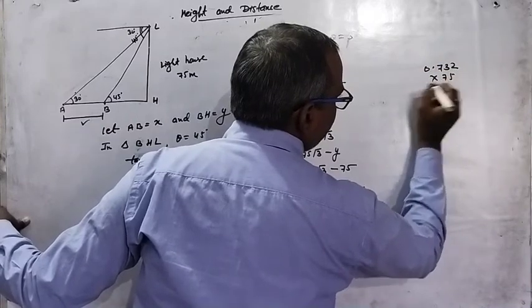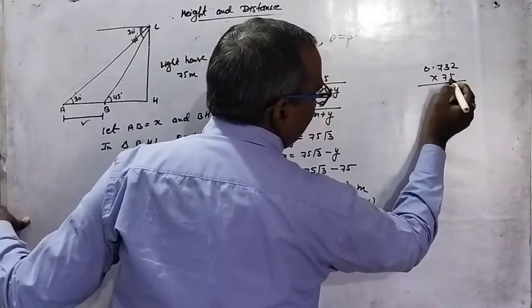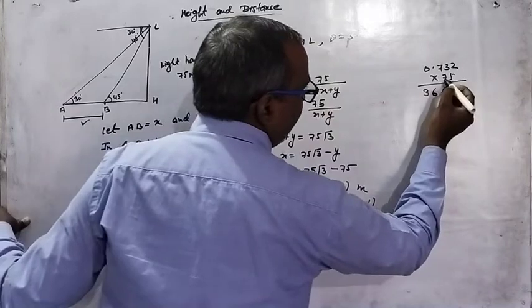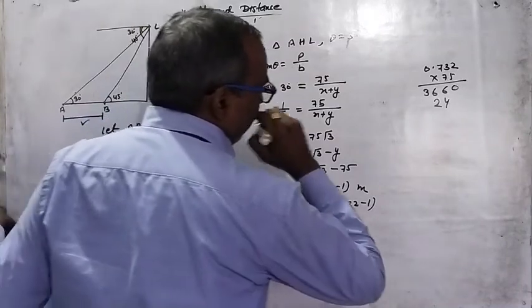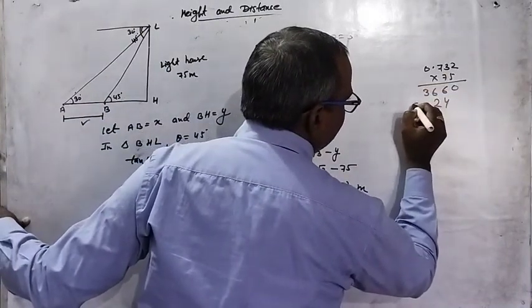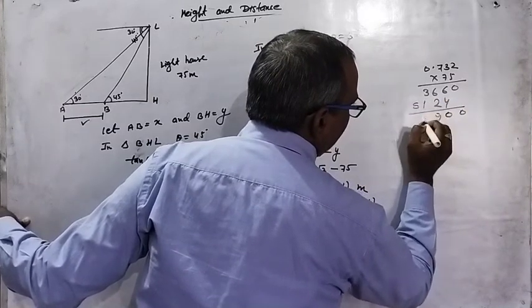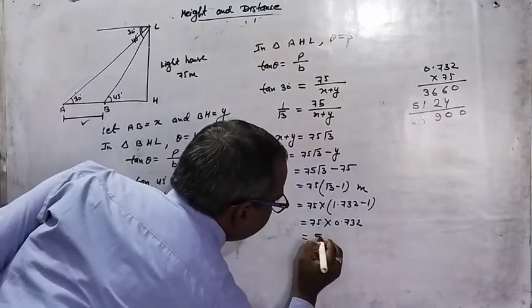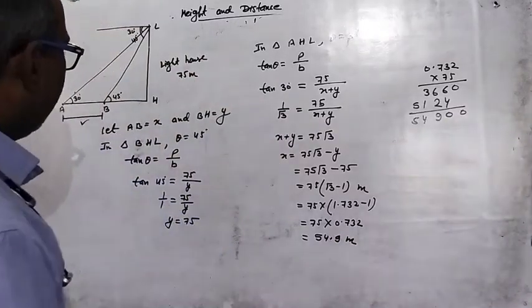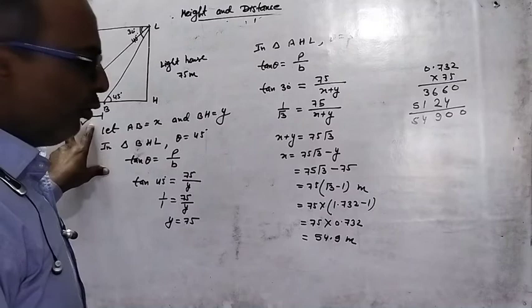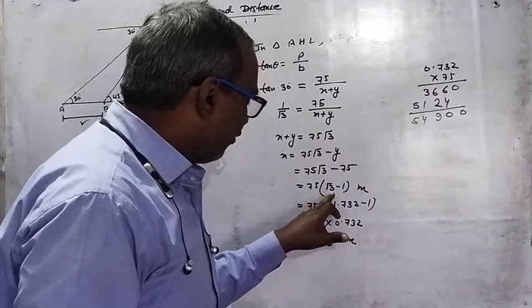5 5s are 25... (multiplying step by step), so it is 54.9 meter. So the distance between the two ships is 54.9 meter, or 75 into (root 3 minus 1) meter also.